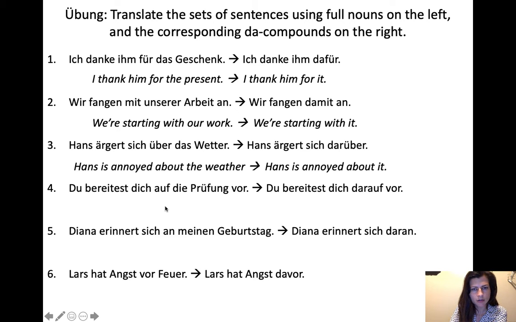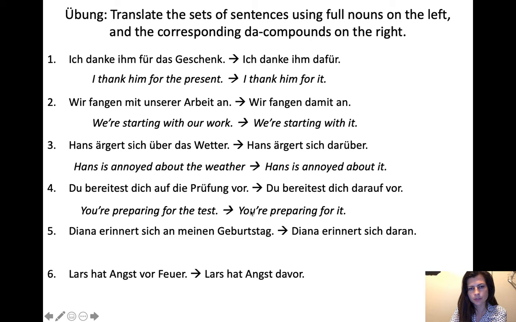Du bereitest dich auf die Prüfung vor, which is you are preparing for the test. You're preparing yourself for the test. You could put the reflexive. And then, so auf die Prüfung is for the test. And so that transforms into darauf, if we want it to be a pronoun instead. For it, darauf in this case.